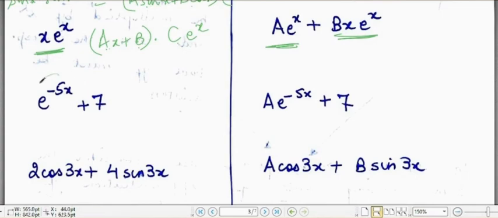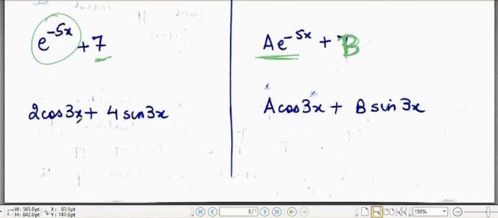I'm repeating. So for this it will be a constant times e to power minus 5x, and for 7 it will not be 7, it will be b. Sorry, this is a typo mistake. This is going to be undetermined coefficient b. It's not 7. For 7 you will have b as your guess on the right hand side.